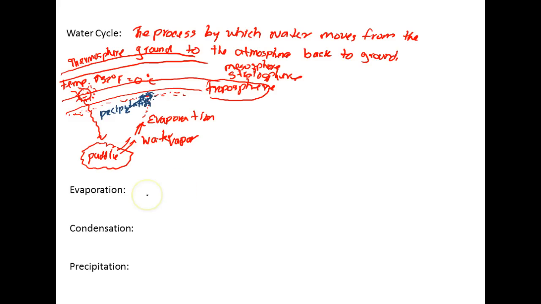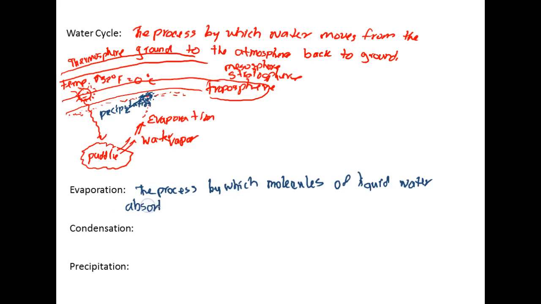So, we have to give a definition for evaporation. And this process is known as the water cycle. It's basically the water getting heated up, changing from a liquid to a gas, which we know as water vapor. It rises, it cools, it collects onto some type of particle, and it falls back down to the ground in the form of precipitation. But our definition of evaporation is basically the process by which molecules of liquid water absorb energy and change to a gas.